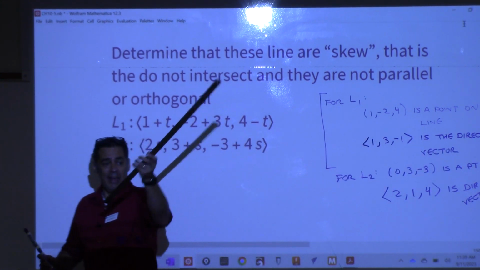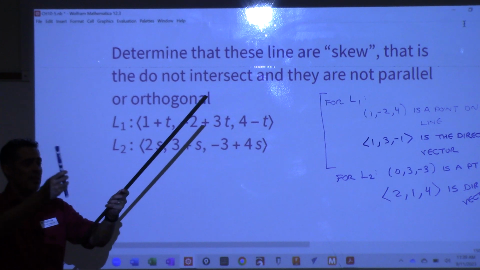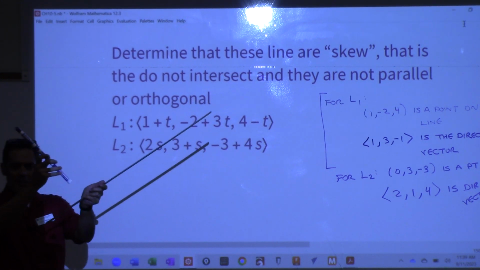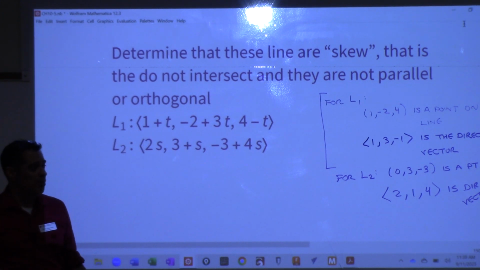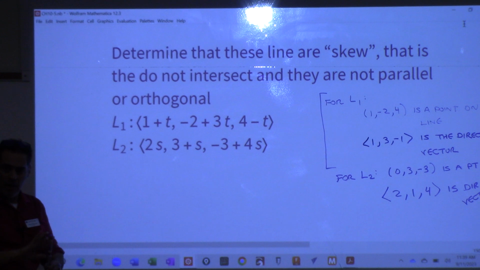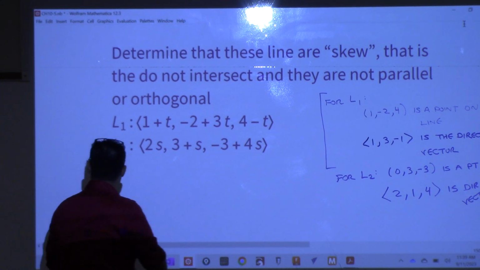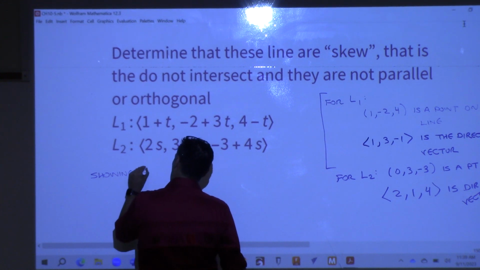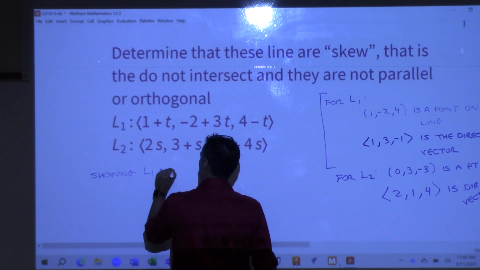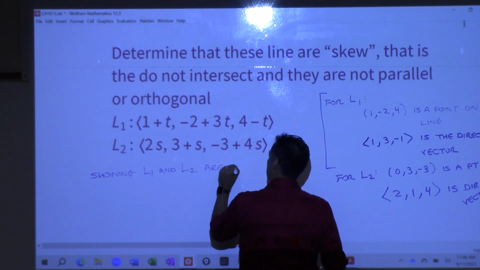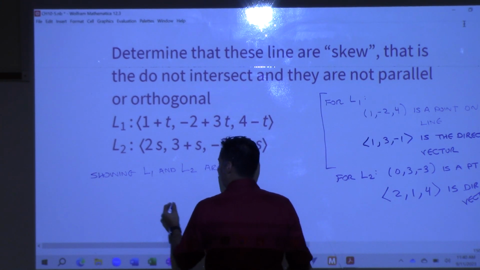So whatever this line is has a direction. Whatever this line is has a direction. If they were orthogonal to one another, right, then when I dot product those two vectors, I should get 0. So I'm going to first show that they're not orthogonal. Showing L1 and L2 are not orthogonal.